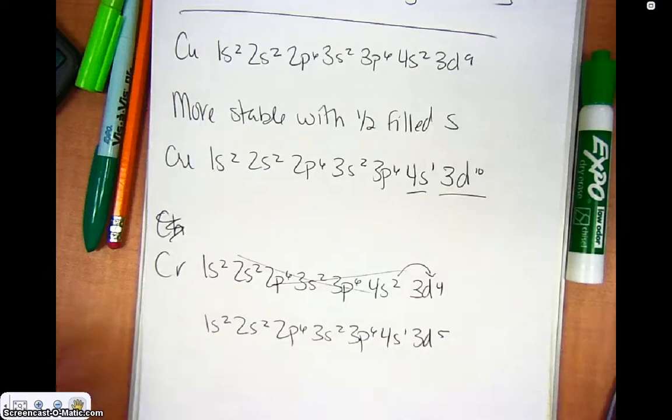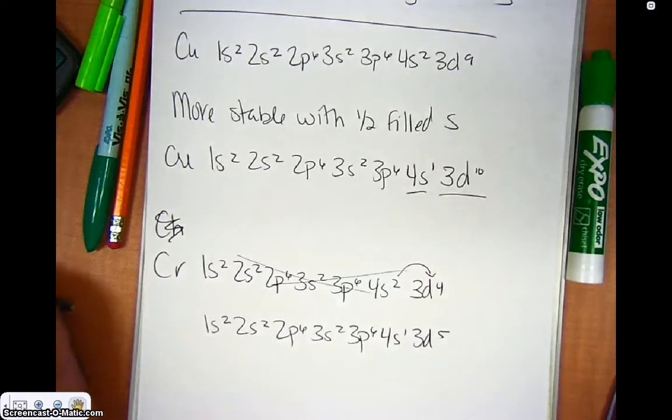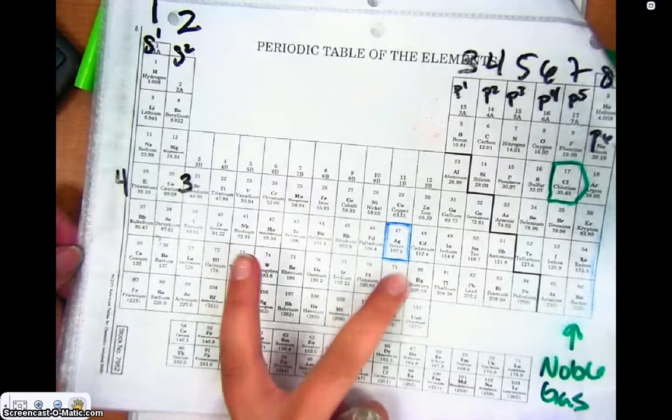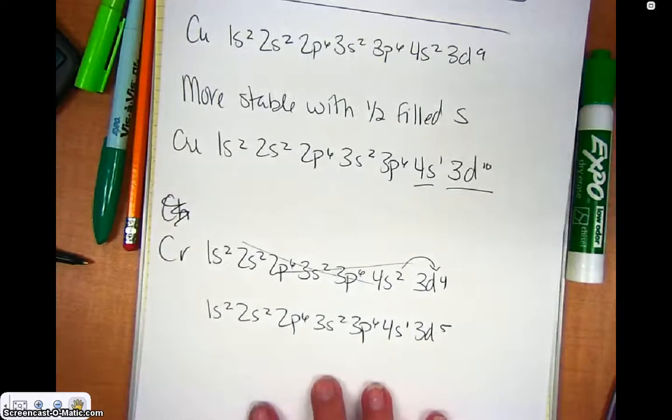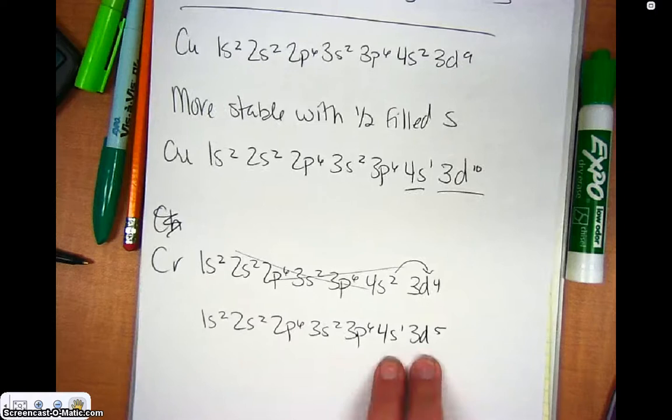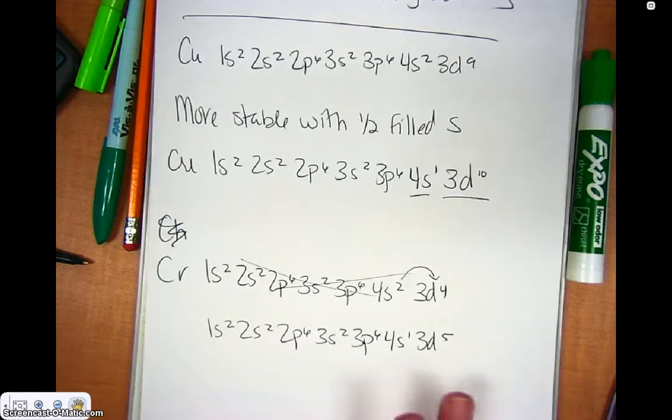3d5. Okay, so just keep in mind that chromium and copper are a little bit weird, and ones that are in that sort of 9 and 4 section can sometimes tend to have an electron configuration that is more stable with half-filled S and Ds than it is with full S's and partially filled Ds.